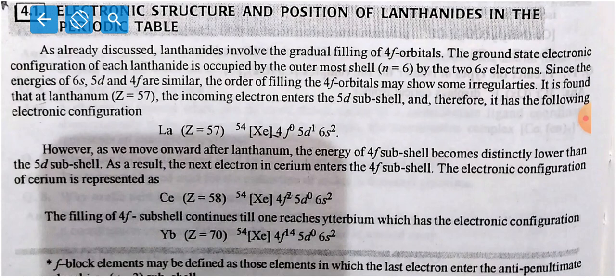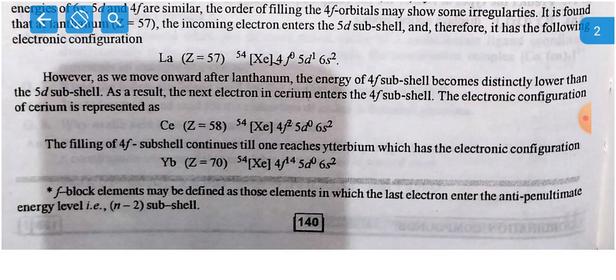It is found that in lanthanum, Z equals 57, the incoming electron enters the 5d subshell, and therefore it has the following electronic configuration: lanthanum, Z equals 57, xenon 4f0 5d1 6s2. However, as we move onward after lanthanum, the energy of the 4f subshell becomes distinctly lower than the 5d subshell. As a result, the next electron in cerium enters the 4f subshell. The electronic configuration of cerium, Z equals 58, is xenon 4f2 5d0 6s2.